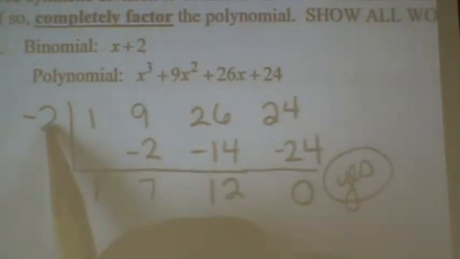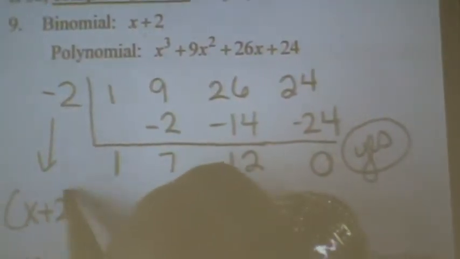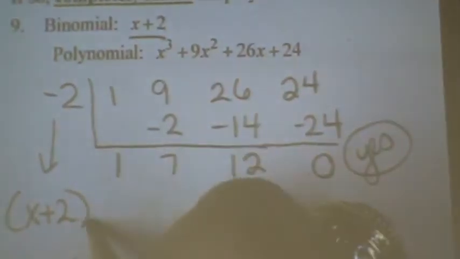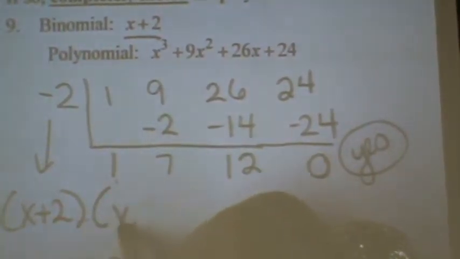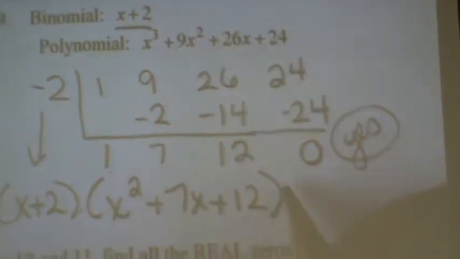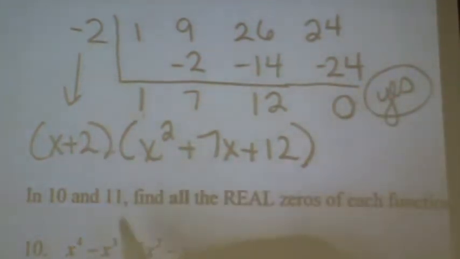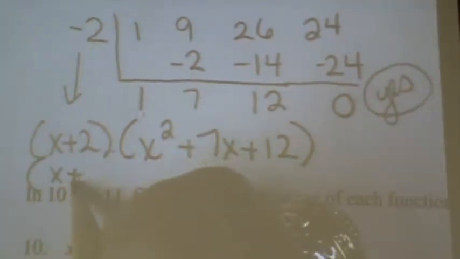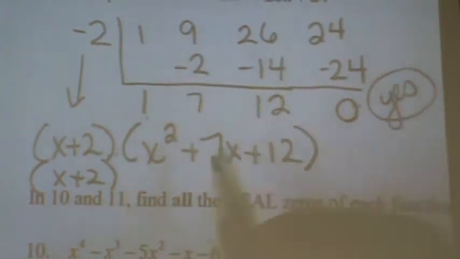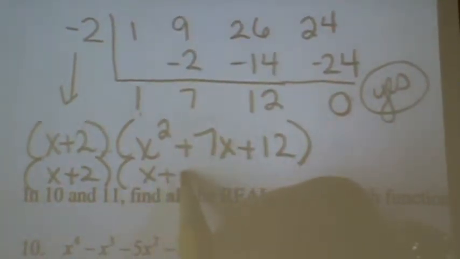So, this gives you one of the factors, x plus 2. That is one of your factors. What's left is x squared plus 7x plus 12. So what do you do with this now? It says if it is, factor it completely. Can you factor that, x squared plus 7x plus 12? What do you get? X plus 3 and x plus 4.